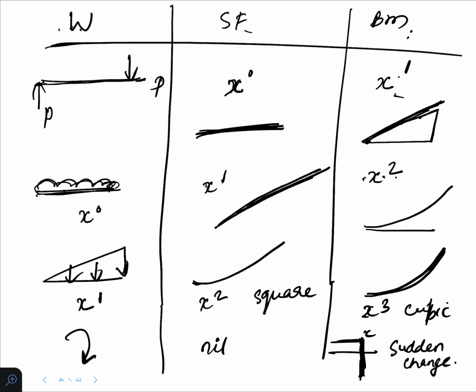And square means it is a square parabola, and if it's x raised to 1, it is uniformly varying, then you will have a square parabola as the shear force diagram and a cubic parabola as the bending moment diagram. If there is a moment, there is no change in any value in the shear force diagram, but you will have a sudden jump in the bending moment diagram. So these are the cases.